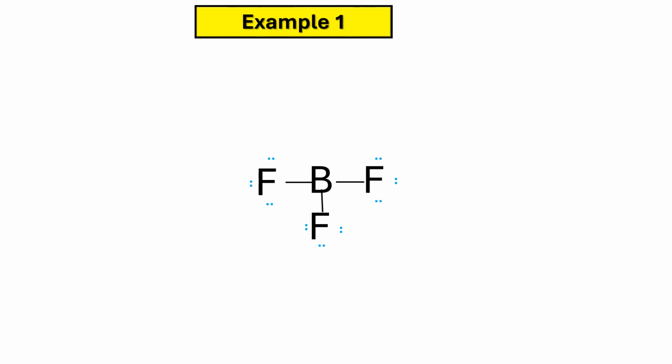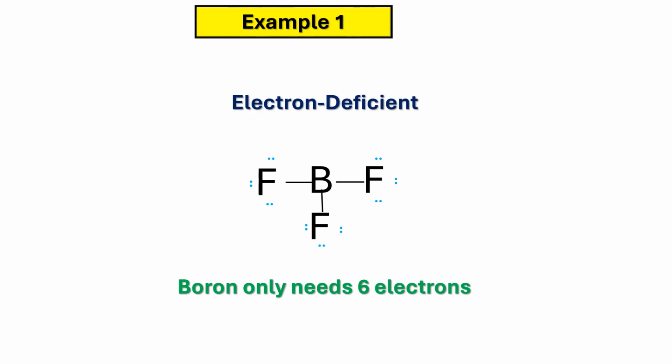Now previously when we had removed electrons around the central atom, we had used other electrons to form double bonds, but not in this case, because boron only needs 6 electrons. So boron does not get to fulfill the octet rule. So this molecule is said to be electron deficient because boron only has 6 electrons. It did not fulfill the octet rule.